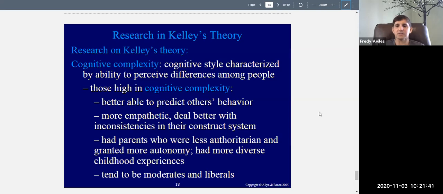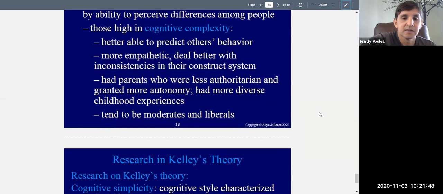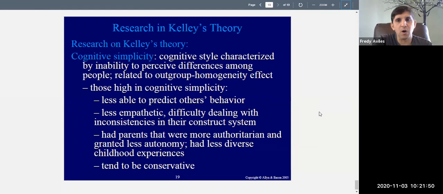They think more complexly. Okay, and they tend to be moderates and liberals. Now, I know some of you may not like that, but there are those who suffer from what we call cognitive simplicity. These are people who are very simple in their ways of thinking. They're more likely to stereotype, right?